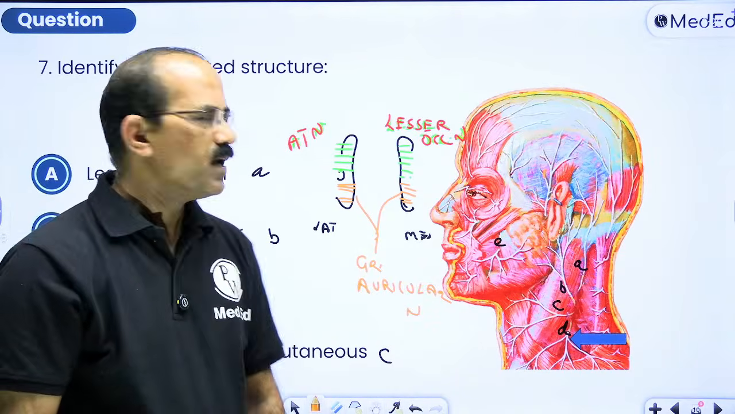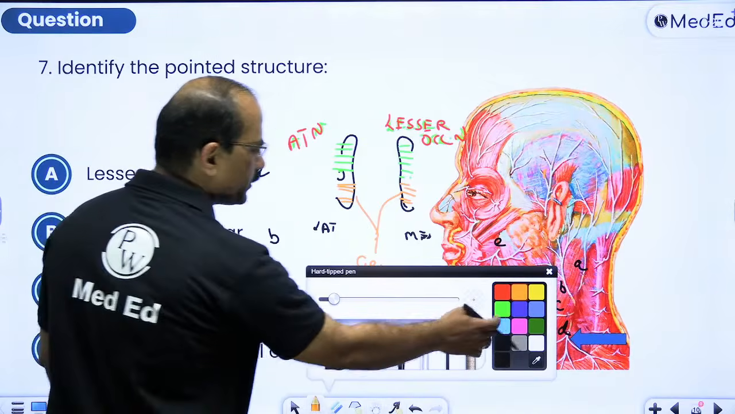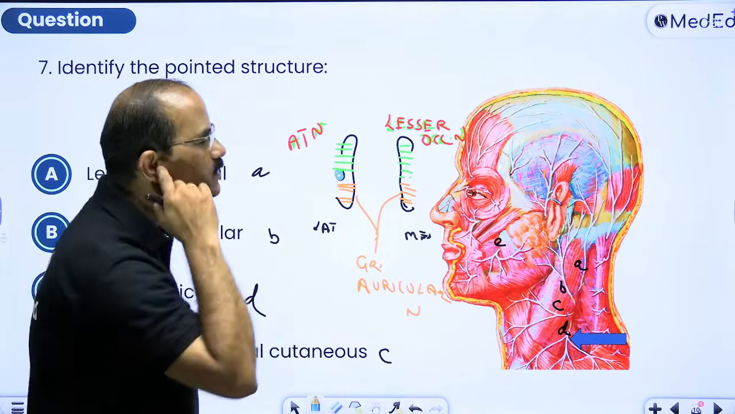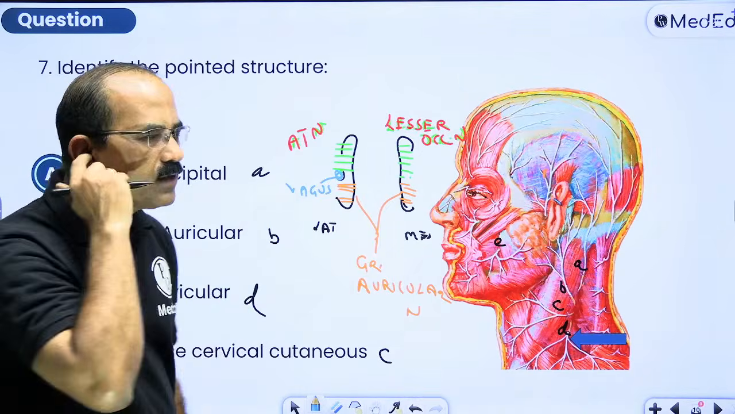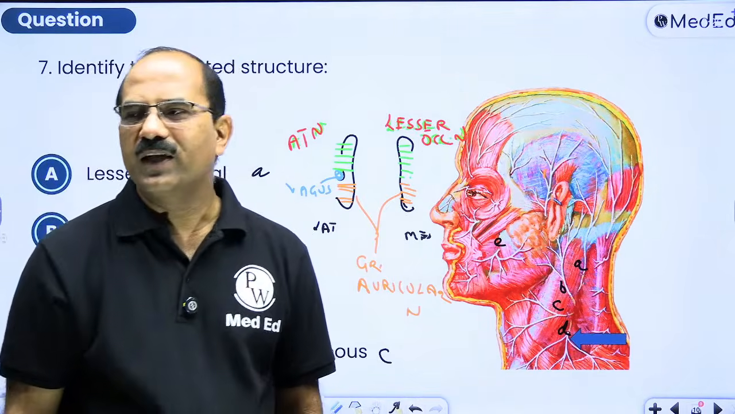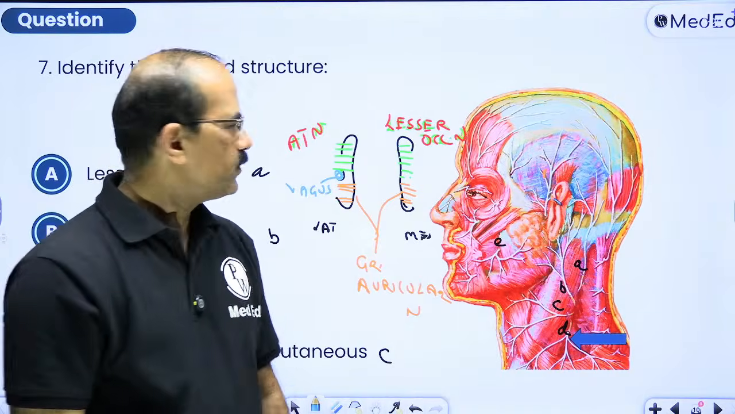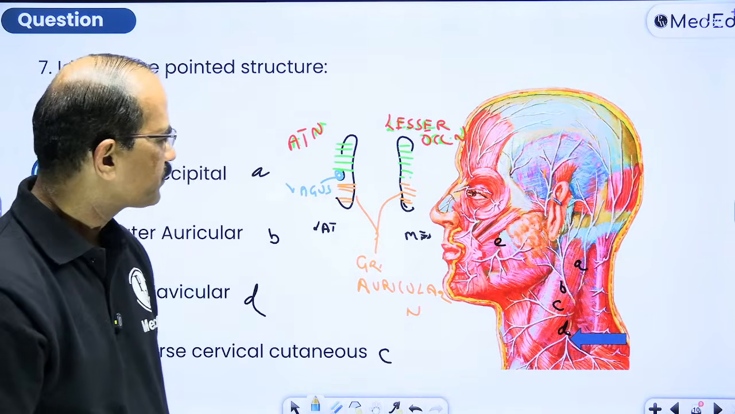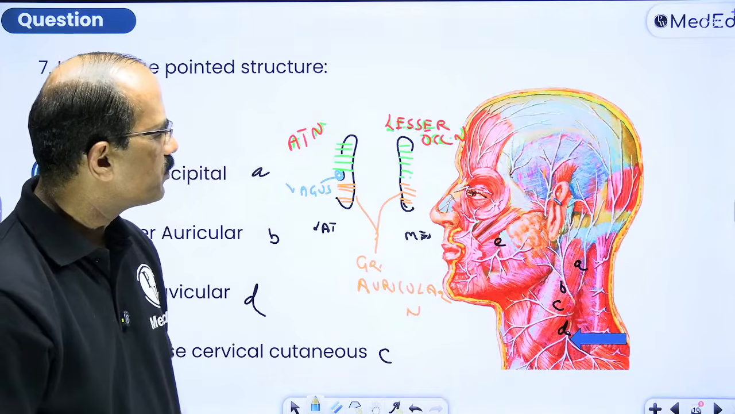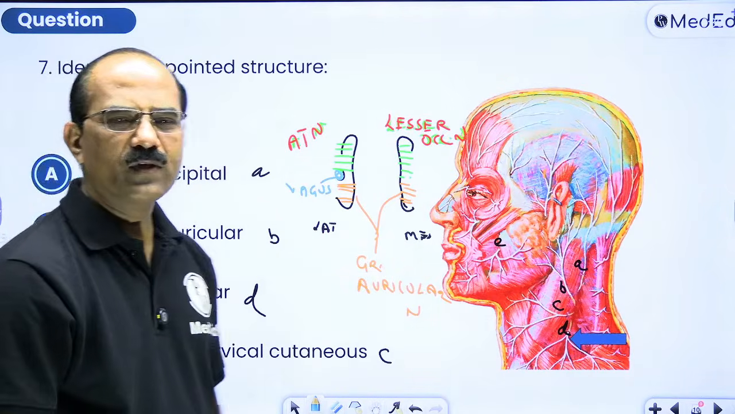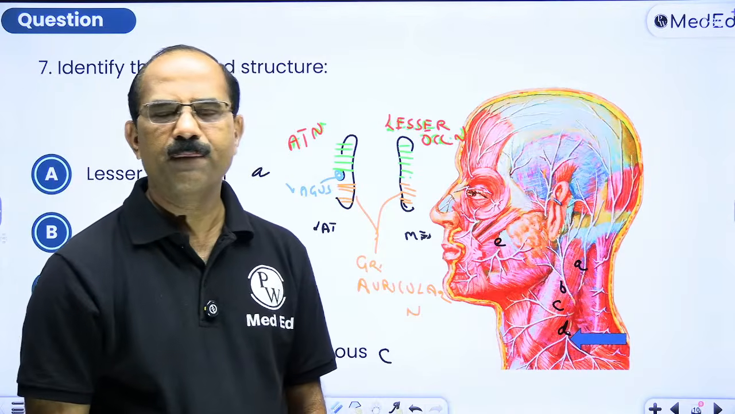ये याद रखना. And who's going to supply this? This one. ये external acoustic meatus. This is supplied by vagus. External acoustic meatus को कौन supply करती है? Vagus nerve. Fine. Perfect है. Okay, so this is what is important for you. Chalo, we'll go to the next MCQ.